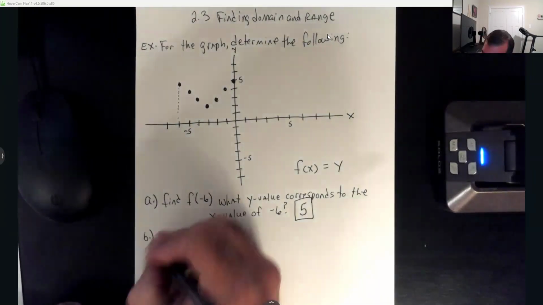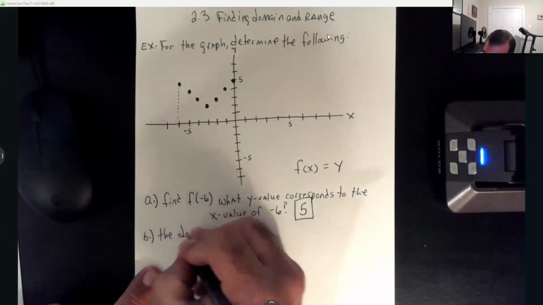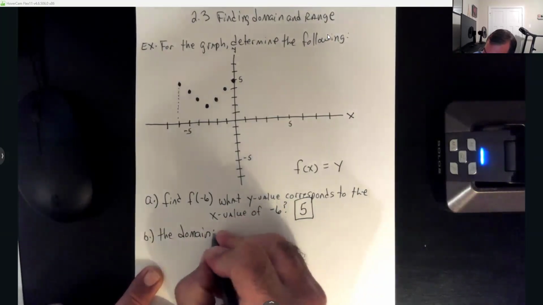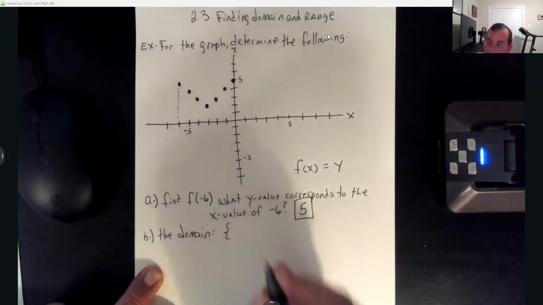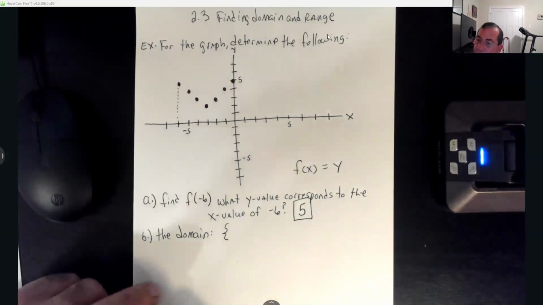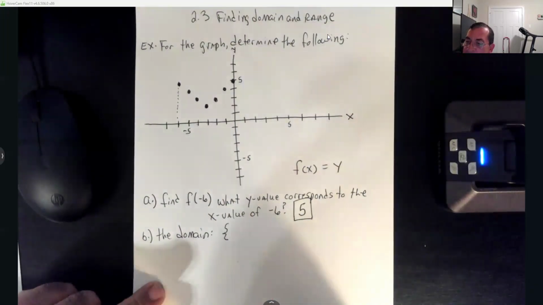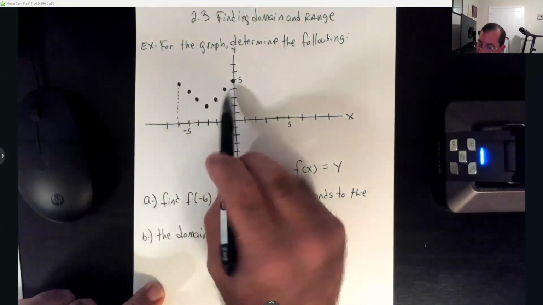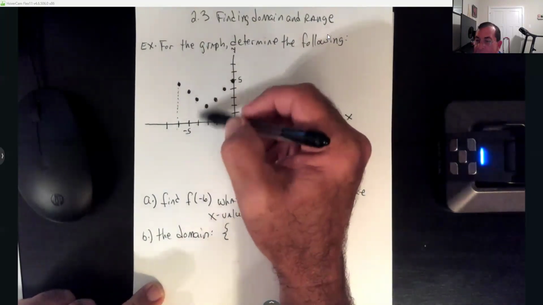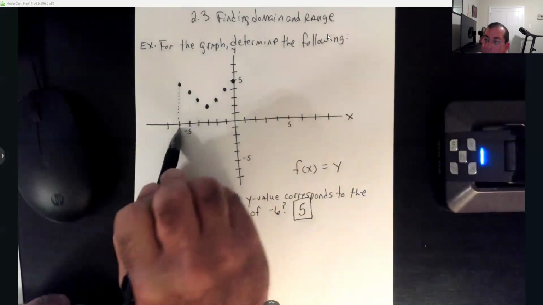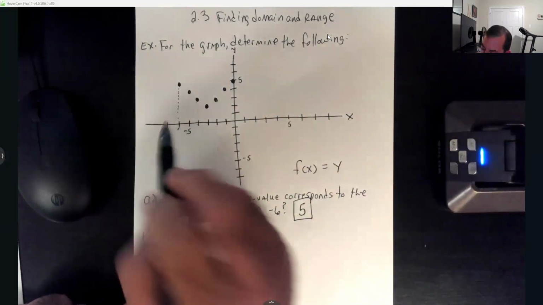So for part B, they want the domain. Now, MATLAB will give you these little curvy parentheses, and they want us to put in the domain. We all remember the domain is the set of all x values for this graph. So I would go to each one of these points and see what their x values are. So the first point, you come straight down, has an x value of -6.